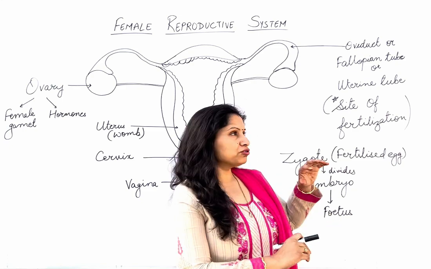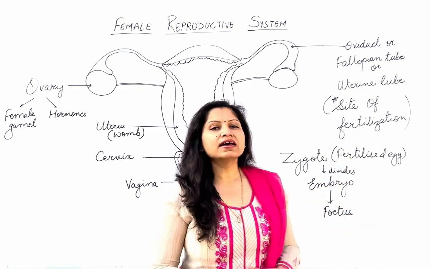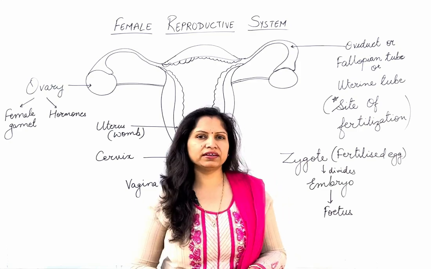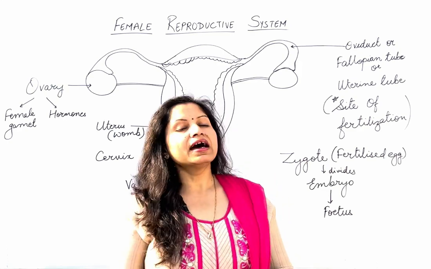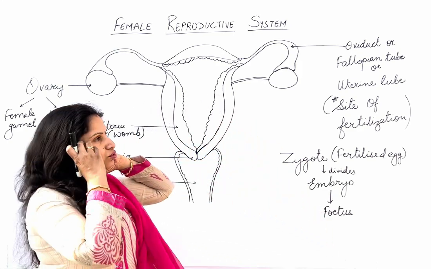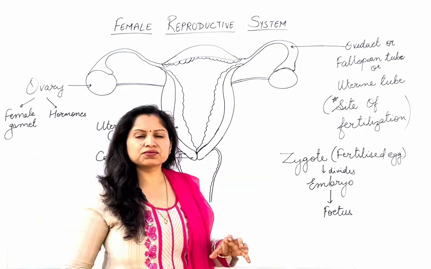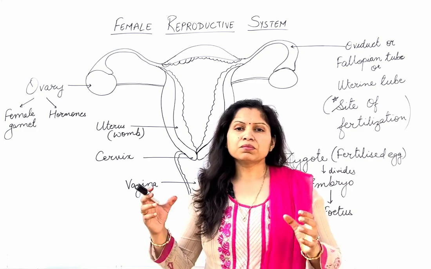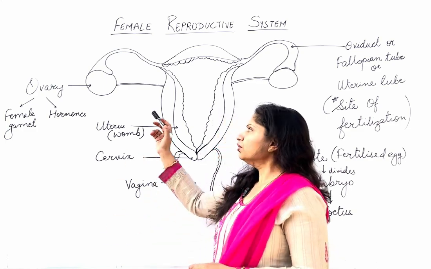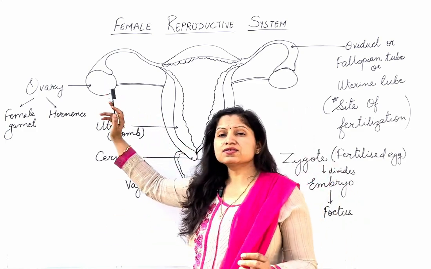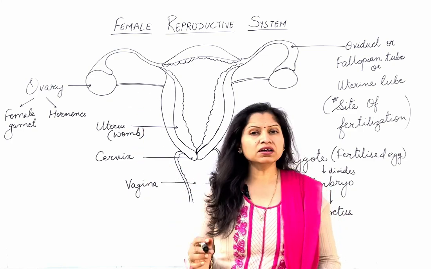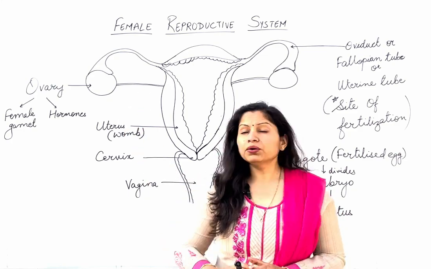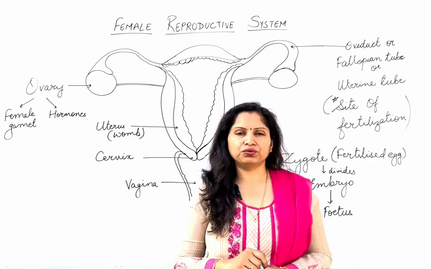Now, if we talk about just the female reproductive system, let's see the various organs that are involved in the female reproductive system and their functions. In females, the first primary reproductive organ is the ovary, where there is ovum formation. Ovum is the female gamete. So this ovum, or female gamete, will be formed in the ovary.